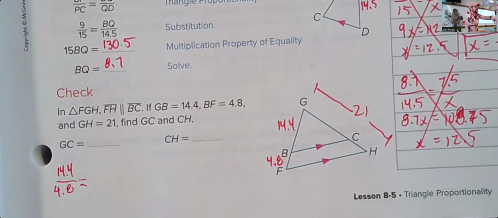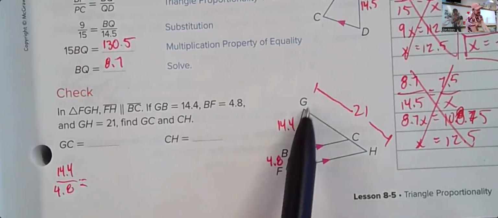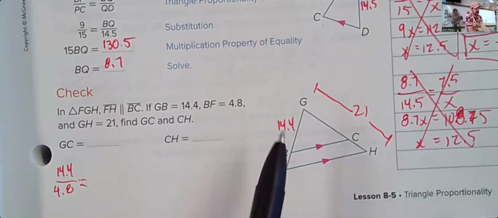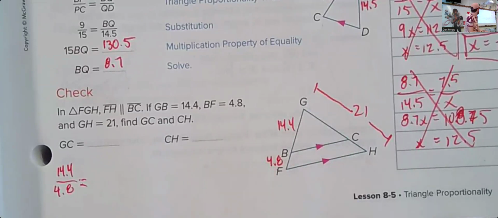The reason why we can't write 21 is because we're not using the full length of 14.4 and 4.8 added together. If we use all of GF, then we can include the 21, but we're using part of it here and part of it here. We're separating those out, so we need to separate out GC and CH. We can't really go with 14.4 because we already used it here, and that only has to do with the left side. If we don't know something, what do we usually use?